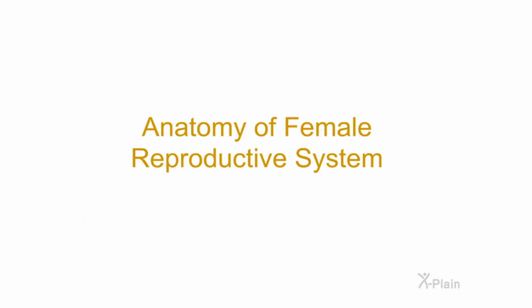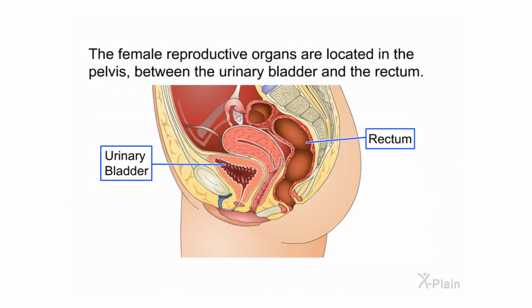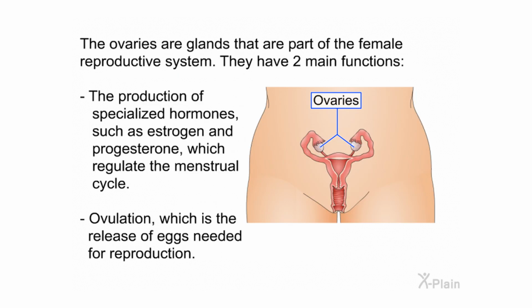Anatomy of the female reproductive system. The female reproductive organs include the ovaries, the fallopian tubes, the uterus, and the vagina. They are located in the pelvis between the urinary bladder and the rectum. The ovaries are glands that are part of the female reproductive system. They have two main functions: the production of specialized hormones such as estrogen and progesterone, which regulate the menstrual cycle; and ovulation, which is the release of eggs needed for reproduction.